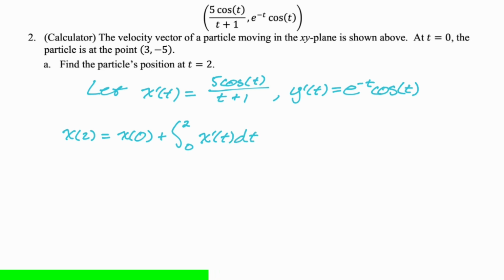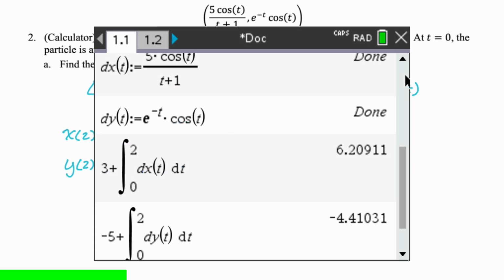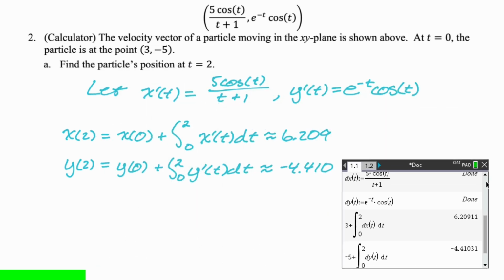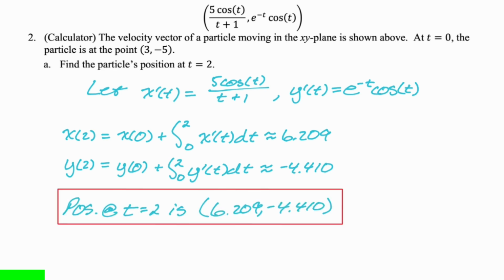I'm also going to write down what y of 2 is going to be, and then I'm just going to flash up a screenshot of what I did on the calculator. So y of 2, it's the same basic idea. It's where you started, y of 0, plus the integral from 0 to 2 of y prime of t dt. You're going to end up doing this a lot with parametrics. Here's a screenshot of what I did on the calculator. Again, there are lots of videos where I go through it step by step. It just takes a lot of time to make those videos. These are the answers that we got: approximately 6.209, approximately -4.410. I like to write up my answer at the end just so that I've fully answered the question. The position at t equals 2 is (6.209, -4.410).